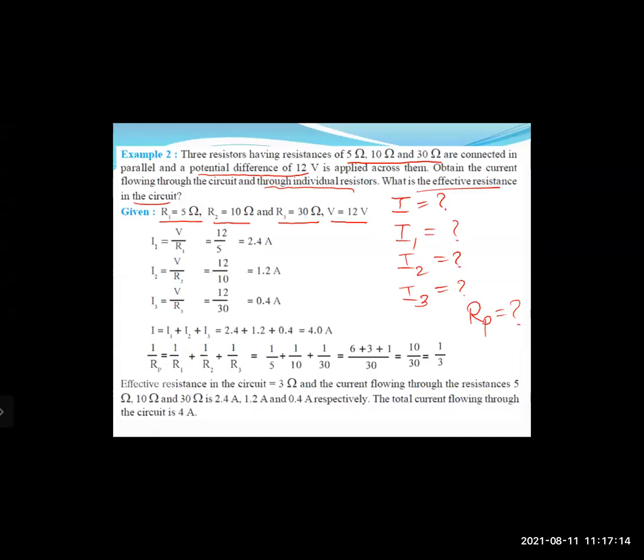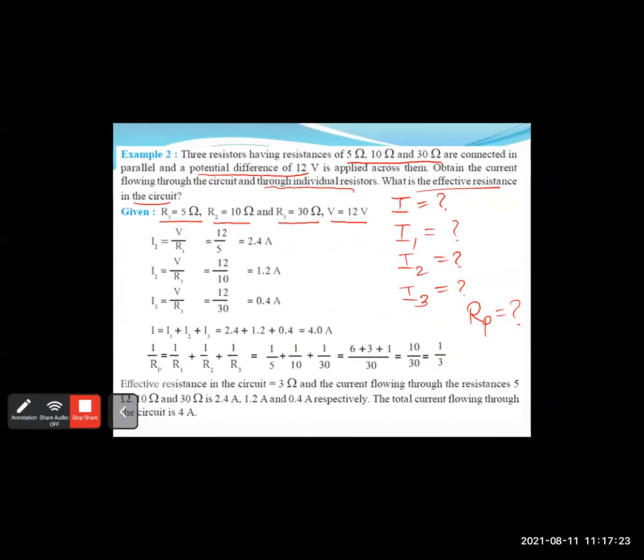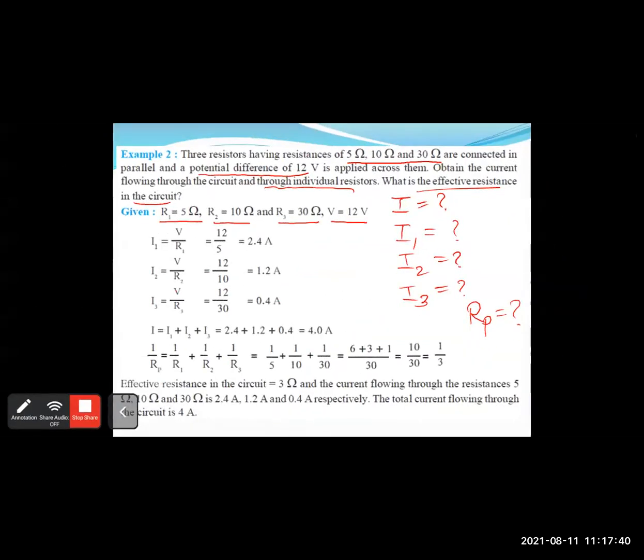Now, if you remember the concept of parallel combination of resistors, you know that voltage remains constant, but current changes, right? So the value of voltage V is given as 12 volts, so that we can use. Okay. Our Ohm's law says V equals IR. If I write on my Ohm's law, V equals IR.